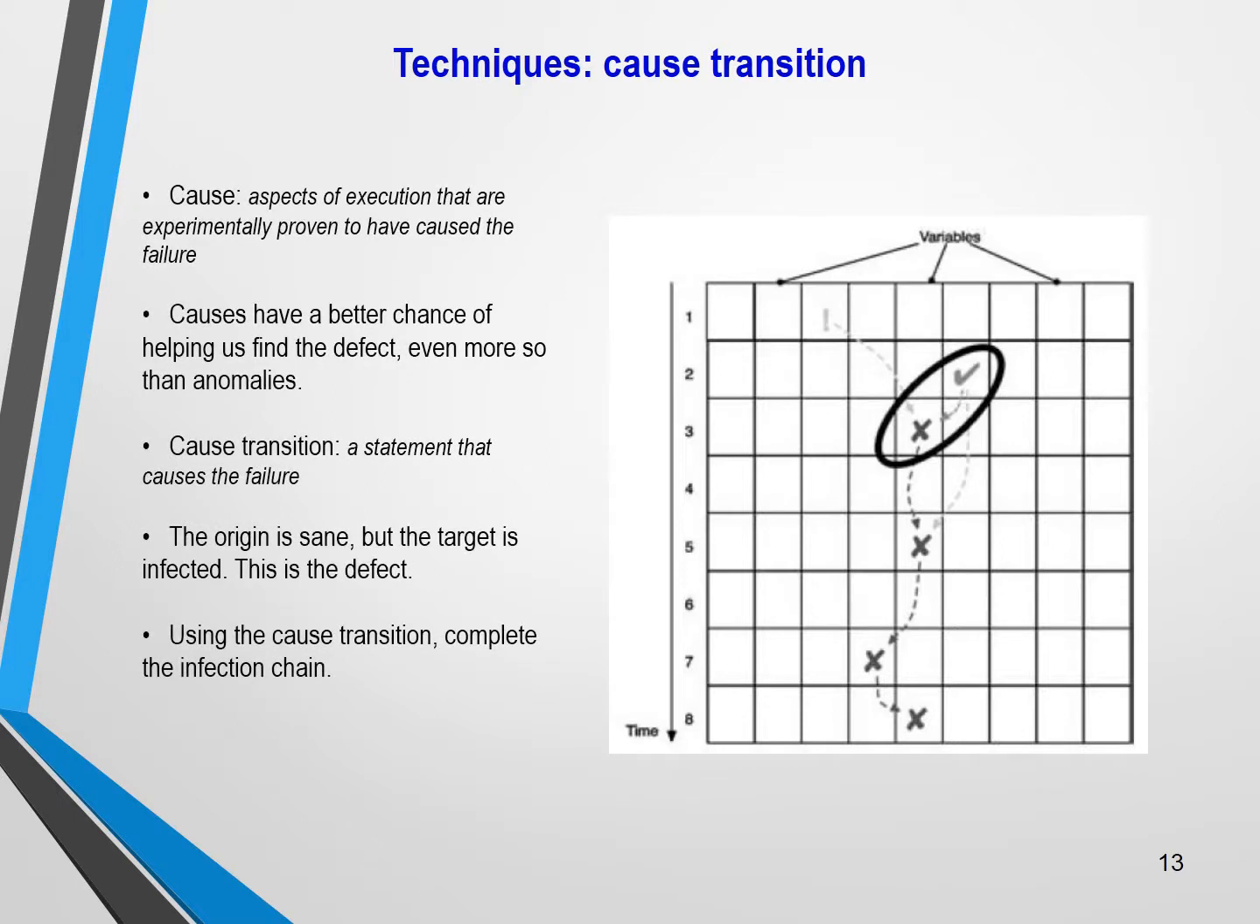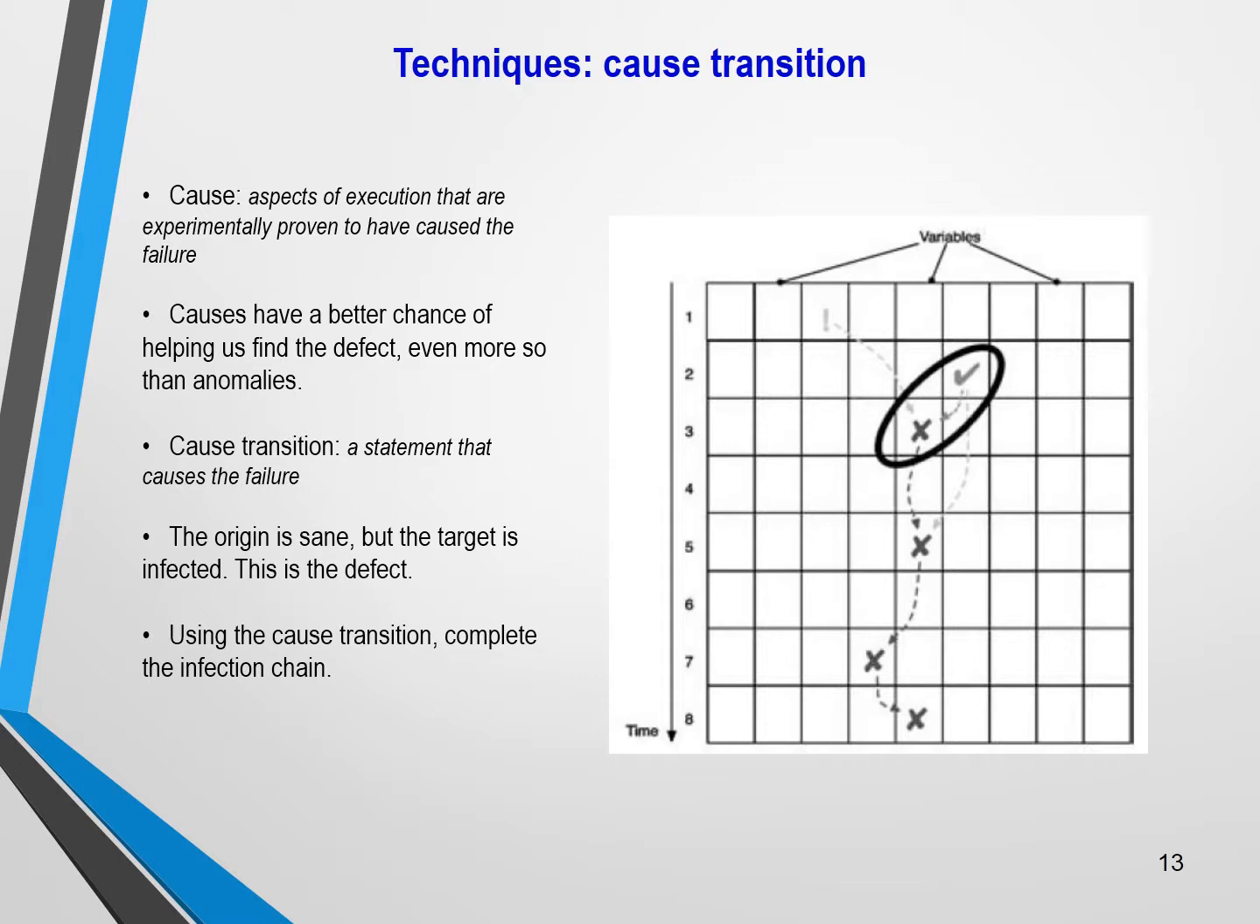The last technique is the cause transition. Causes are aspects of execution that are experimentally proven to have caused the failure. These are proven with experiments, not necessarily mathematically. Causes have a better chance of helping us to find the defect, even more so than anomalies, since anomalies are just often correlated with the defect. Causes are proven to have actually caused the failure. So the cause transition is a statement that causes the failure. So the origin is sane, but the target is infected.